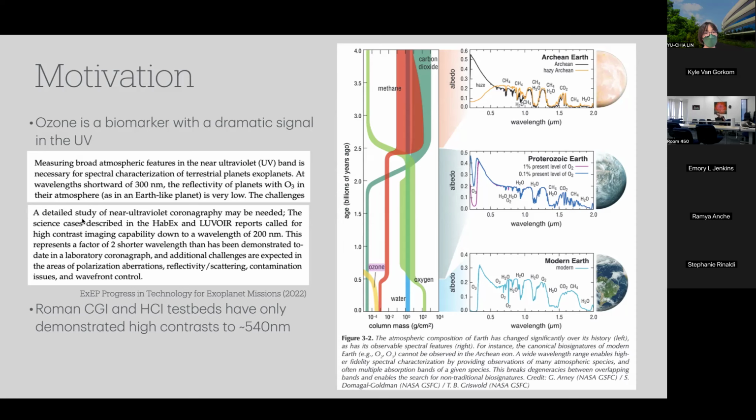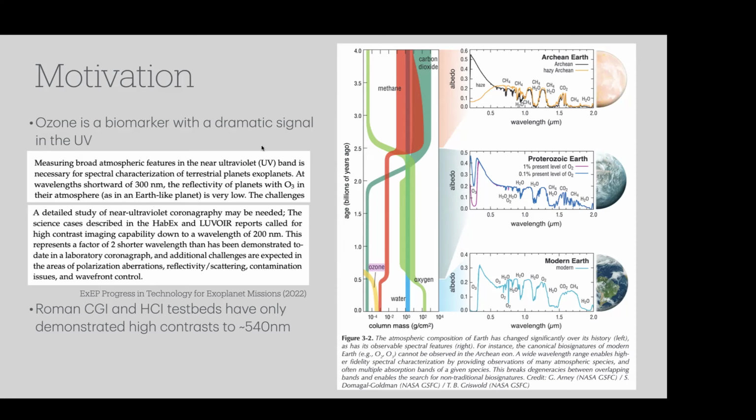So on the left here, I've just copy pasted two blurbs from this XEP Progress in Technology for Exoplanets mission document, which they update every couple of years. One of them is just saying exactly what I just said. It's this low resolution feature that you can detect at the near UV. And the other is highlighting that both HabEx and LUVOIR reports called out high contrast imaging down to 200 nanometers as a desired capability.